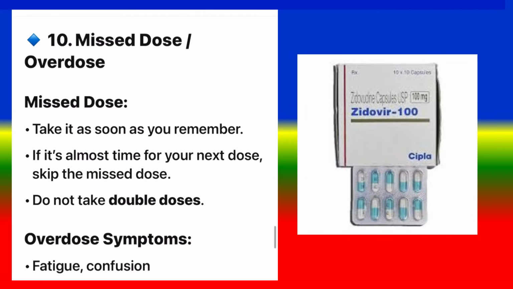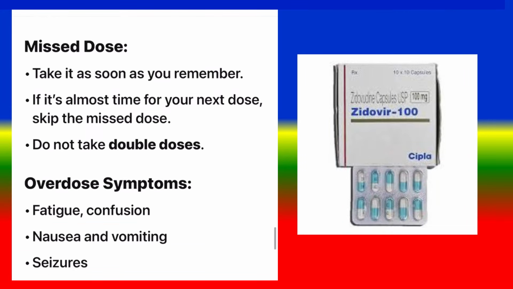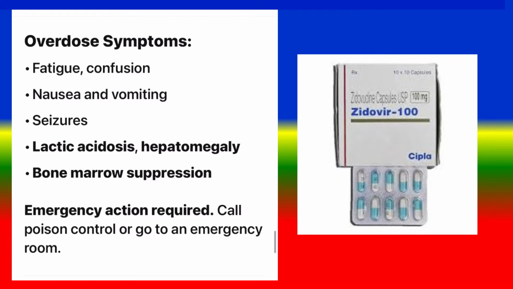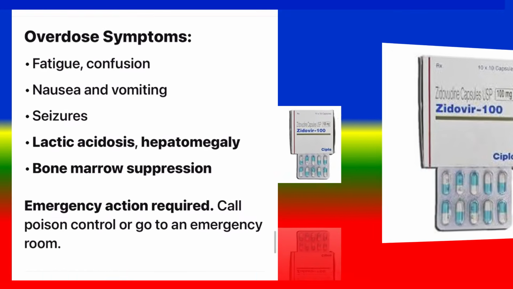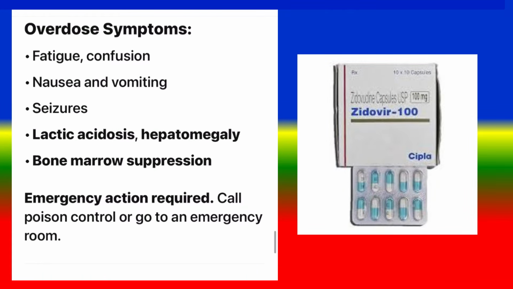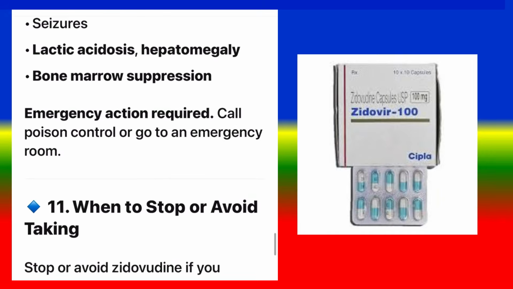10. Missed dose, overdose. Missed dose: take it as soon as you remember. If it's almost time for your next dose, skip the missed dose. Do not take double doses. Overdose symptoms: fatigue, confusion, nausea and vomiting, seizures, lactic acidosis, hepatomegaly, bone marrow suppression. Emergency action required: call poison control or go to an emergency room.